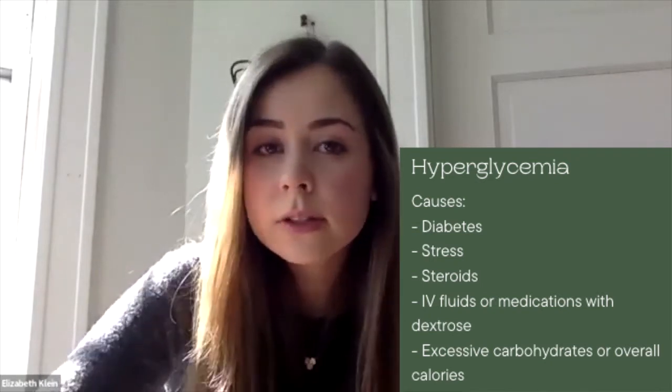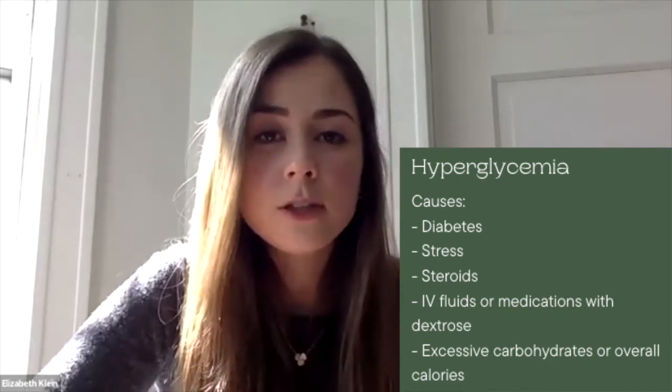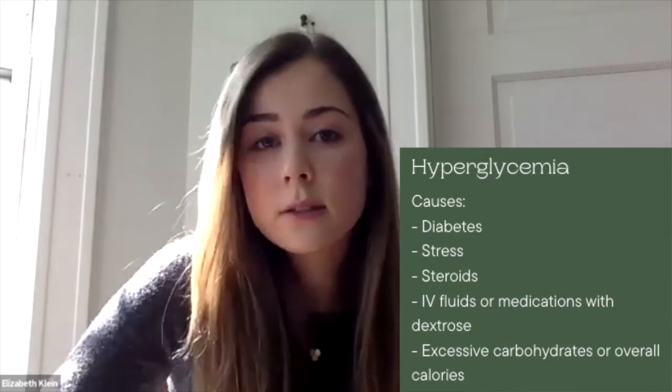Next up, we have hyperglycemia. And so for this, it could be caused by a patient having diabetes. It could also be the stress of an acute illness or injury. A patient might be on steroids for some reason. IV fluids can also have dextrose or sugar in them that can lead to high blood sugars. Or it could be excessive carbohydrates or overall calories from their enteral nutrition.